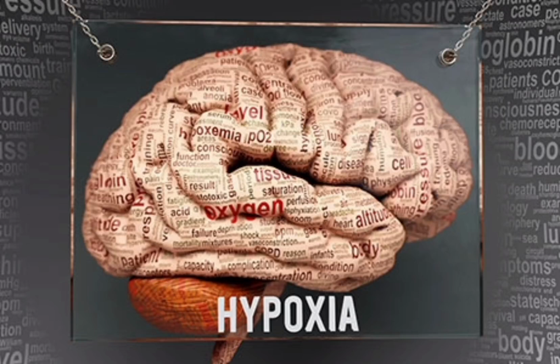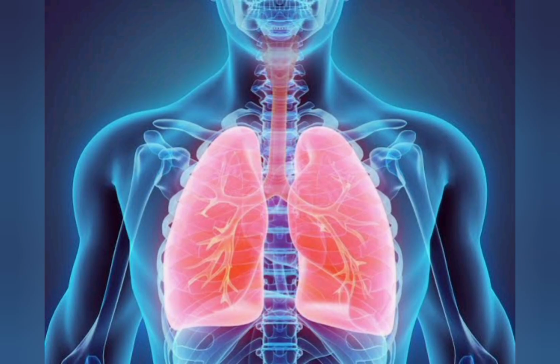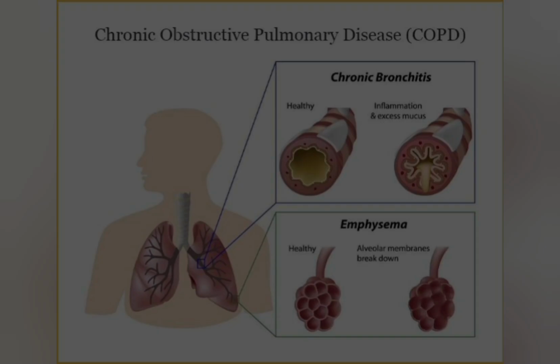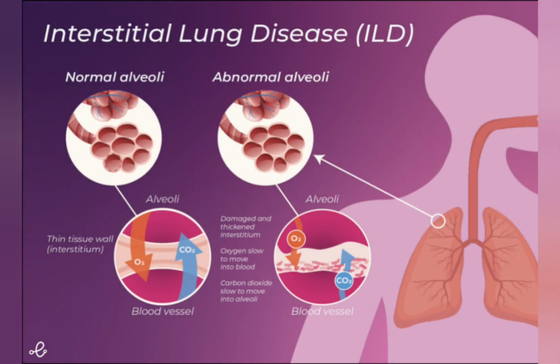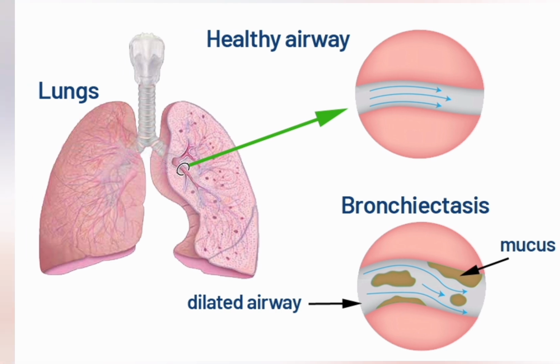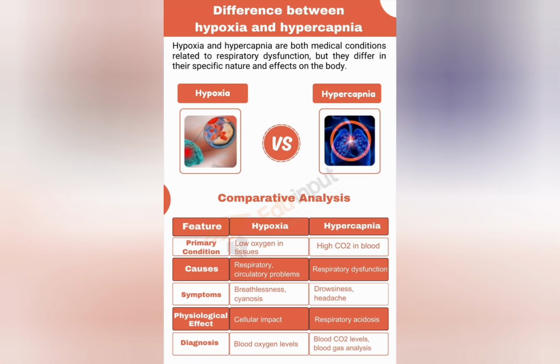Today I'm going to discuss the importance of hypoxia in chronic carbon dioxide retained patients. So we know there are various respiratory diseases such as COPD, especially chronic bronchitis, interstitial lung diseases such as non-specific interstitial pneumonia, usual interstitial pneumonia, and bronchiectasis, and various other respiratory diseases that can result in chronic carbon dioxide retention.